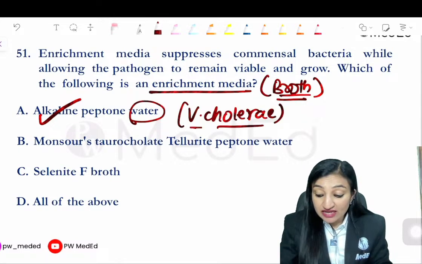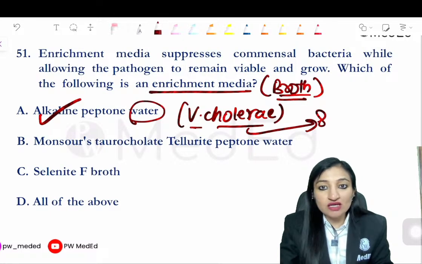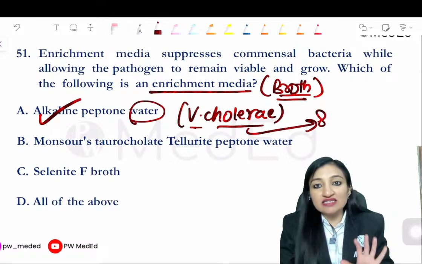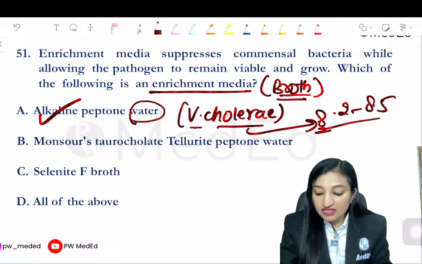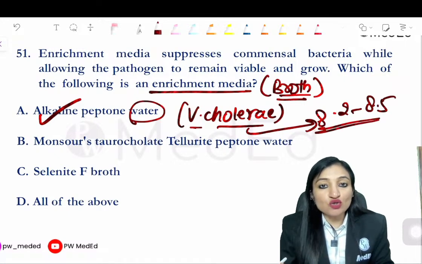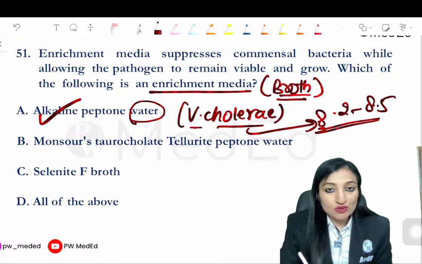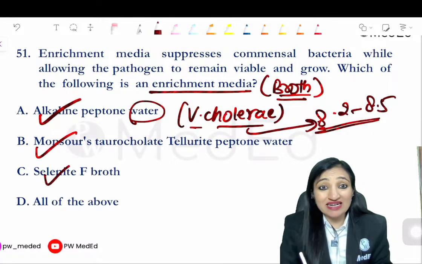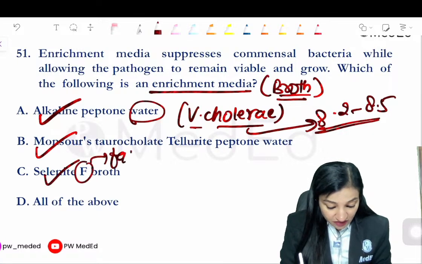This I discussed yesterday. This again is an MCQ. Nothing I am talking about is not an MCQ. Everything is an MCQ. 8.2 to 8.5. Okay. Now, Monsur's taurocholate tellurite peptone water is also an example of an enrichment medium. So is selenite F broth. F means feces. F means feces.